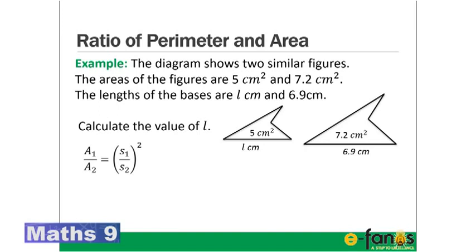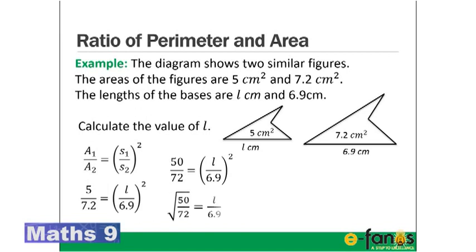The ratio of the areas is equal to the ratio of the sides squared. So 5 over 7.2 equals L over 6.9 squared. So 50 over 72 equals L over 6.9 squared. The square root of 50 over 72 equals L over 6.9. So 5 over 6 equals L over 6.9, and L equals 5 times 6.9 over 6, which is 5.75 centimeters.